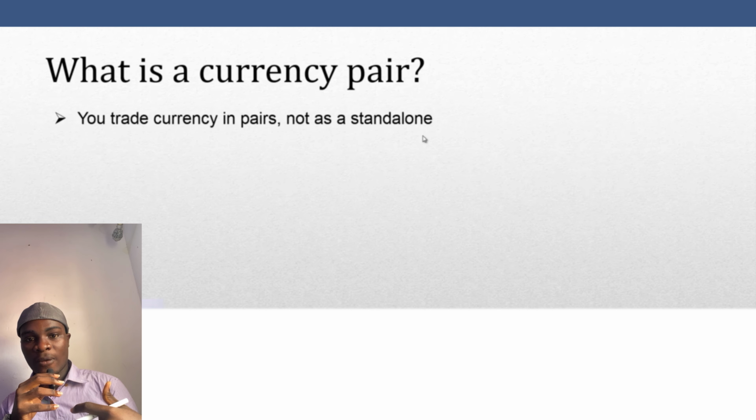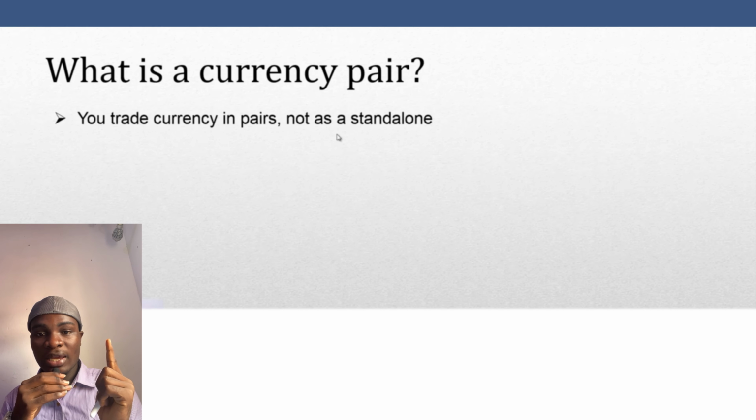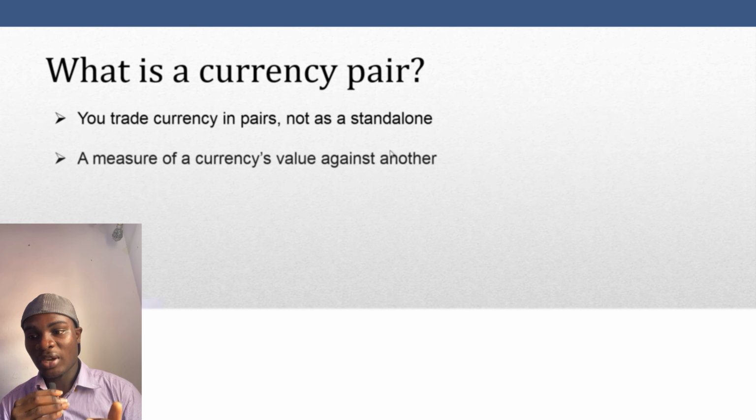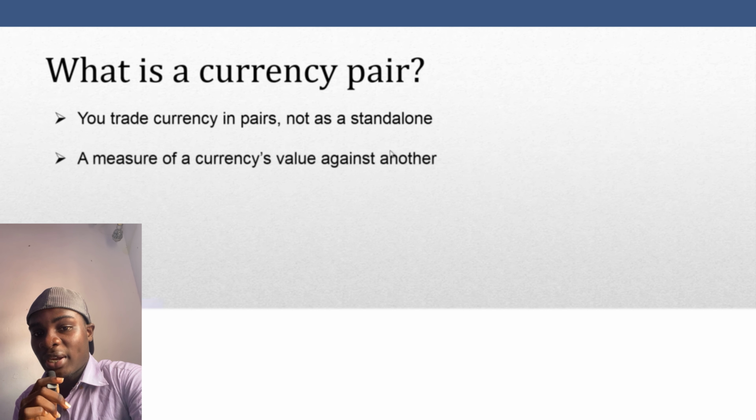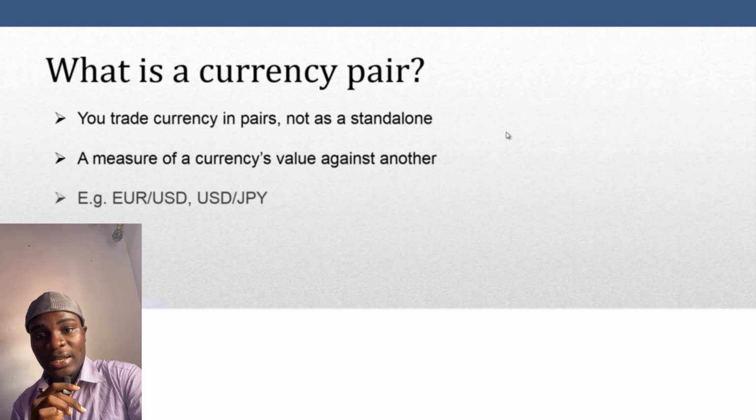Or you want to buy USD, you want to have USD. The other person that has the USD will be like, yeah, you want it, so what are you giving me to take this one? So it always works in pairs, not as a standalone. That's what I want you to put in your head. In essence, currency pairs help you measure a currency's value against another currency.